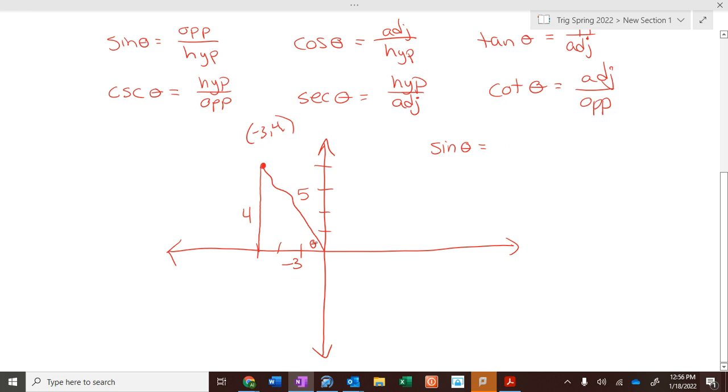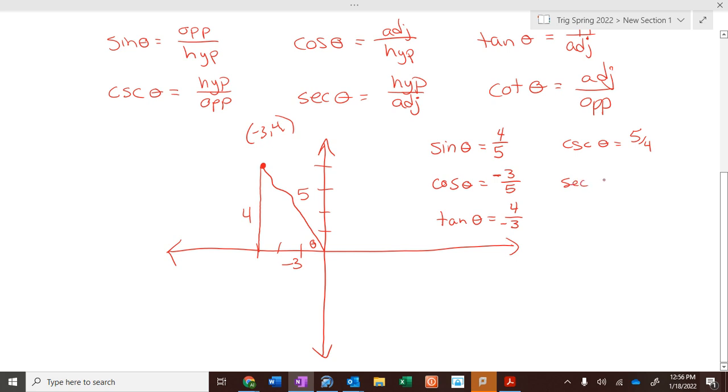Well, what's opposite of my angle? 4. My hypotenuse is 5. Cosine of my angle, -3 over the hypotenuse of 5. The tangent of my angle, 4 over -3. Okay, the negative is important. Negative is important there. The cosecant of my angle, 5 over 4. Just take the reciprocal of that one.